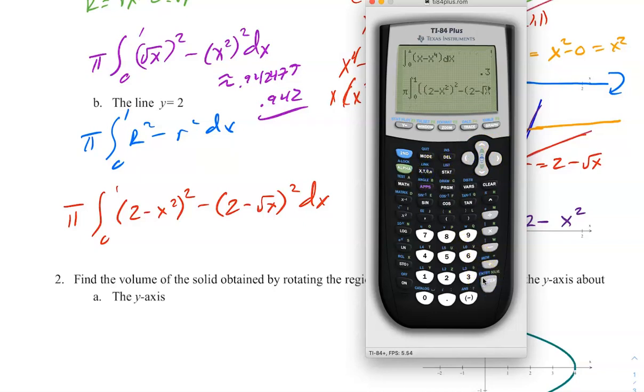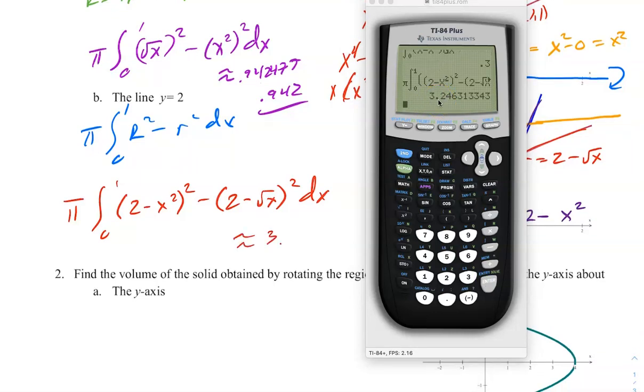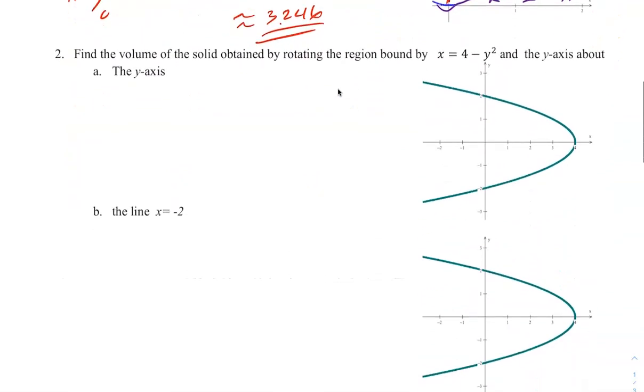And with that, we get about, let it think, 3.246 approximately. So you get that. This was the next one.